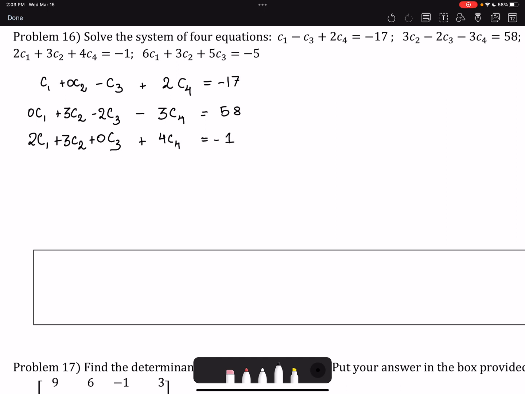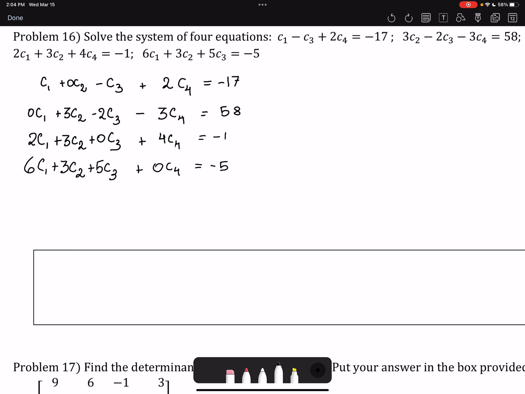Well, now we have one more. It's this one. And we have 6C1 plus 3C2 plus 5C3 and then plus 0 C4. We don't have a C4. And all of that is equal to negative 5.